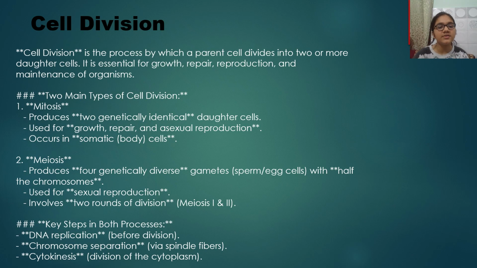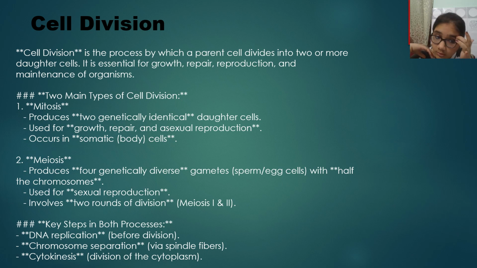Now we are going to see the cell division. It is the last topic of this chapter. Listen to it carefully. Cell division में क्या होता है? अब हमने बात करी थी सेल डिविजन में सेल डिवाइड होती है. तो इसमें, it's a process by which a parent cell divides into two or more daughter cells. It is essential for growth, repair, reproduction and maintenance of organisms.